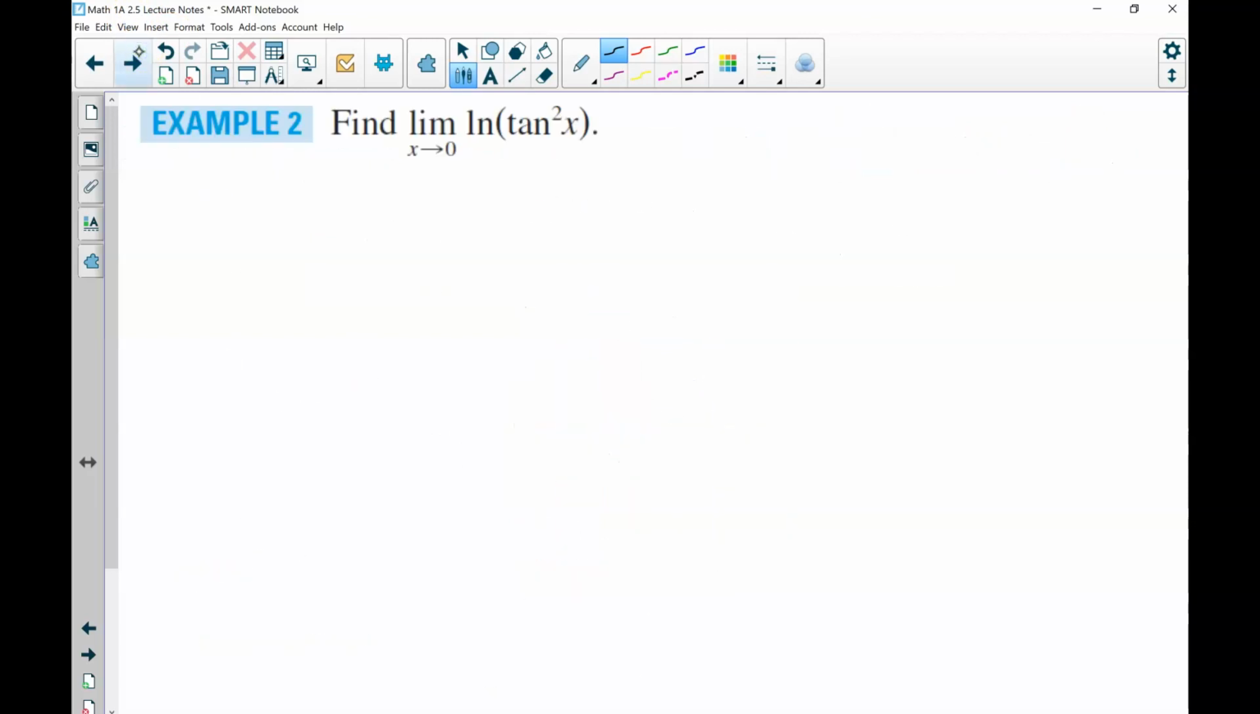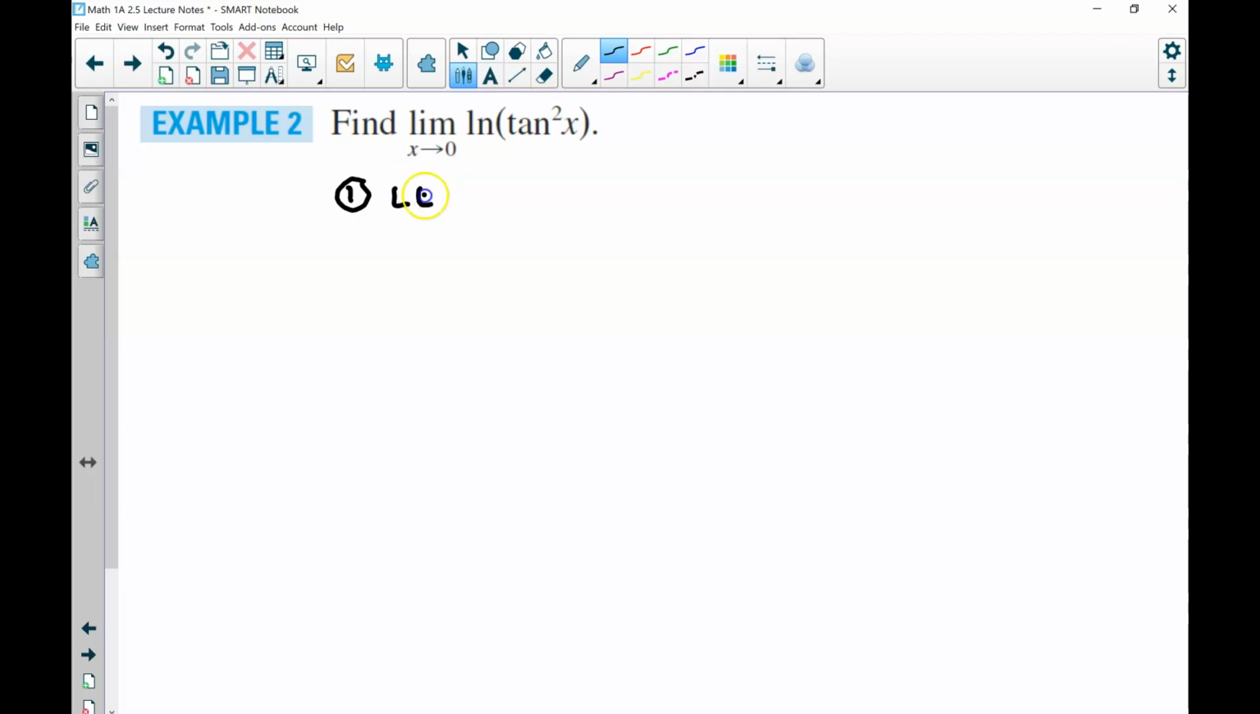Now let's take a look at example number 2. In example number 2, what we want to do is find the limit as x approaches 0 of the natural log of the tangent squared x. We're going to introduce a new variable, t, which is equal to the tangent squared x. We're going to do something like you may have seen in the past as a u substitution. Instead of u, we're going to let t represent the substitution.